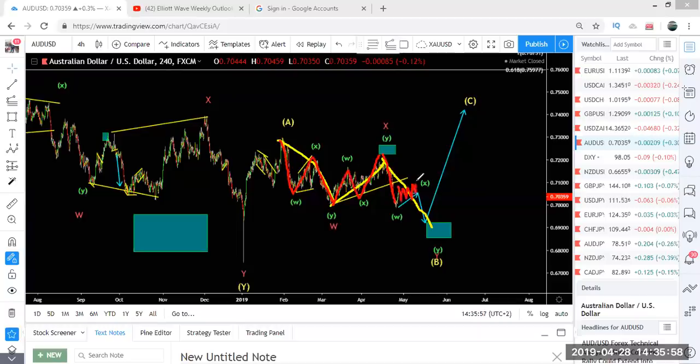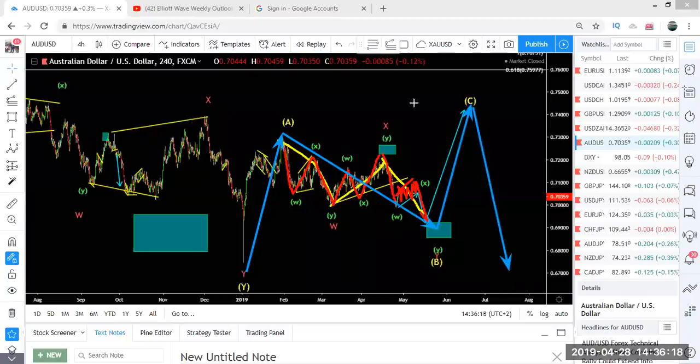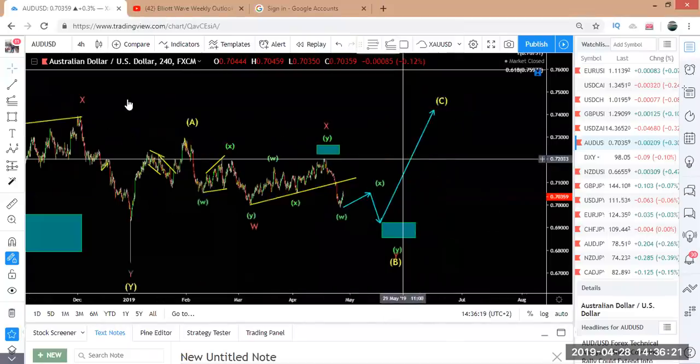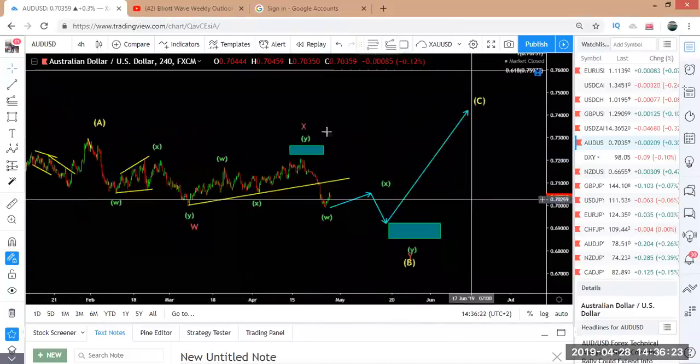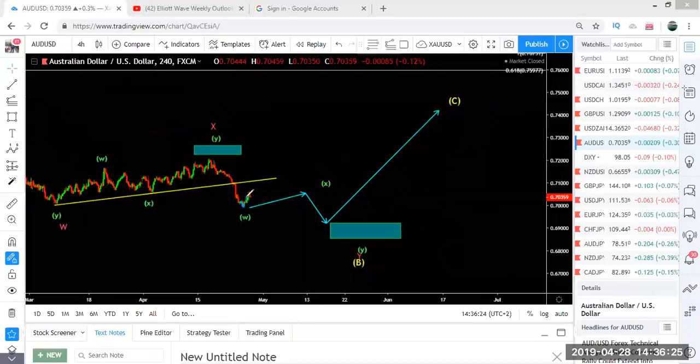So if you get a corrective structure here on Aussie US dollar, you'll be looking for this move to the blue box. If you get into the blue box, we'll be expecting this: a move up, a correction in 3 waves, and a move up. That's what we're expecting. And from there, we'll expect further downside. So now you are only going to be looking at this to be making a corrective structure, okay, for further downside.